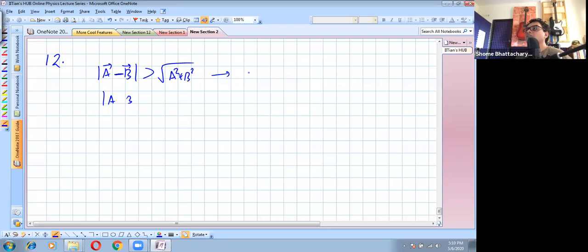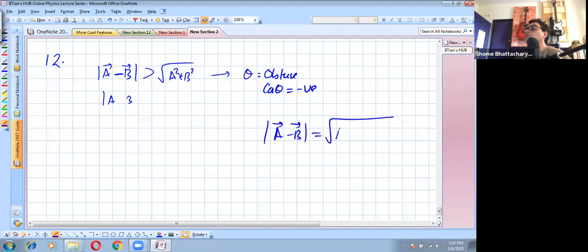So this, if it is greater than root of a square plus b square, it in fact means that theta is obtuse. Because the cos theta has to be negative then. You can understand that mod of a minus b is root of a square plus b square minus 2ab cos theta. So now you can see that if the left hand side, that is mod a minus b, is greater than this quantity, then this quantity has to be negative. That's that condition. So if it is negative, that means cos theta has to be negative. So theta has to be obtuse.